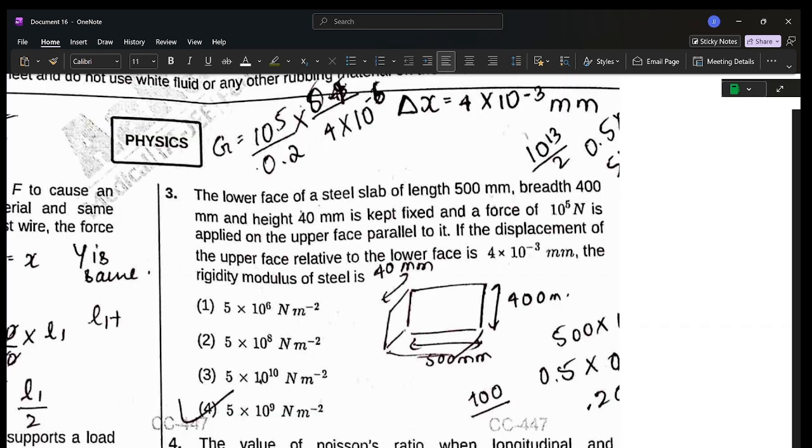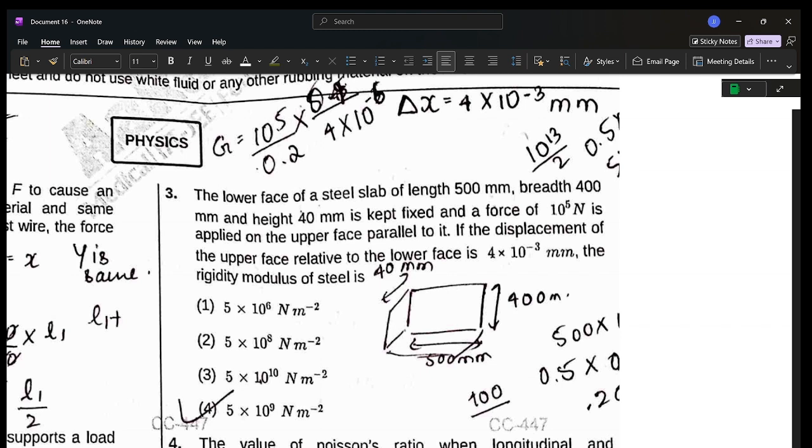Okay, the next question is: the lower surface of a steel slab, and I'm sure you can see I've drawn a steel slab of length 500 mm, breadth 400 mm, and height 40 mm, is kept fixed, and a force of 10 power 5 Newton is applied on the upper face. Okay, now for this question, visualization is so important, and I'm sorry because that particular visualization I have right there is not good, but visualization is so important.